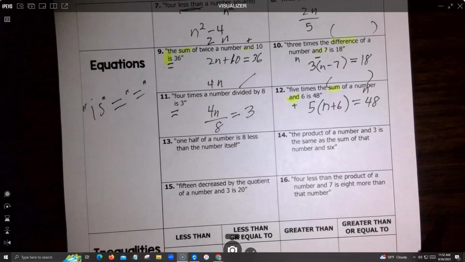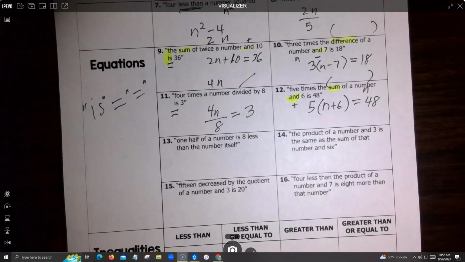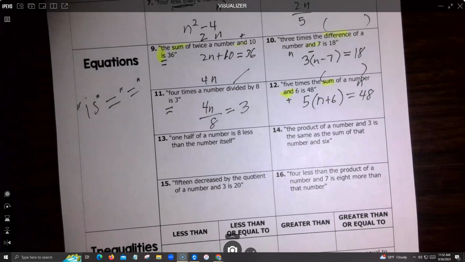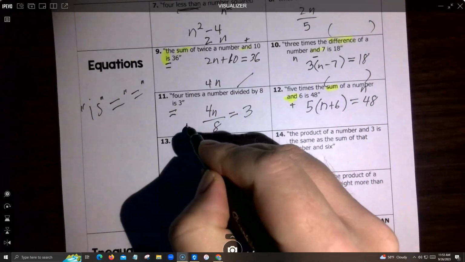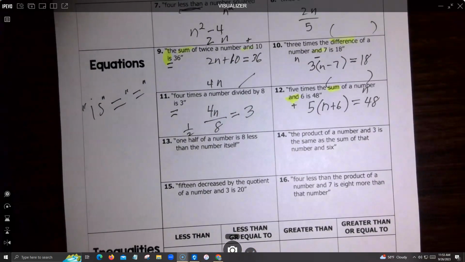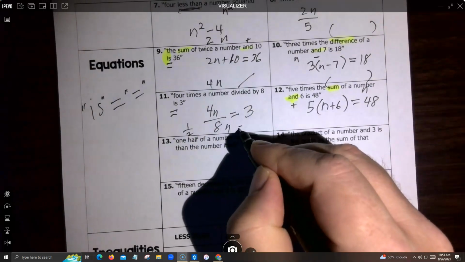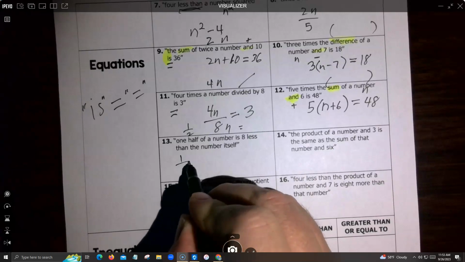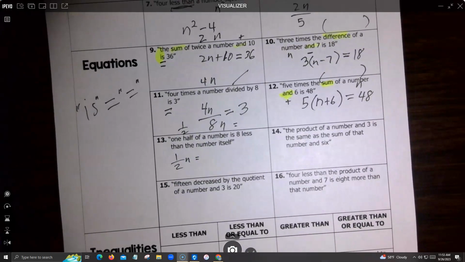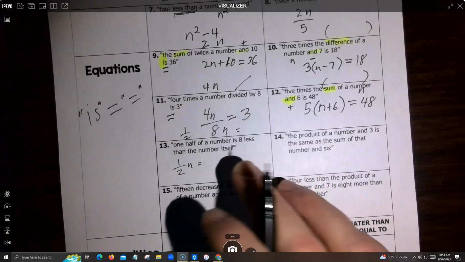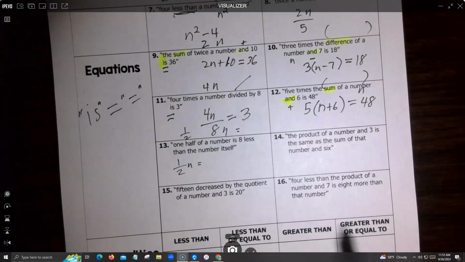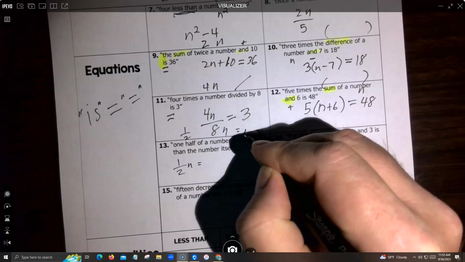Okay, so 13 is getting a little wordy. 1/2 of a number is 8 less than the number itself. So I'm using n, but I'm putting it in 2 spots. Okay, so half of a number is. Okay, so right now I have half a number is. Okay, 8 less than the number itself. So 8 less than, that's a turnaround one. Okay, so we're turning it around.